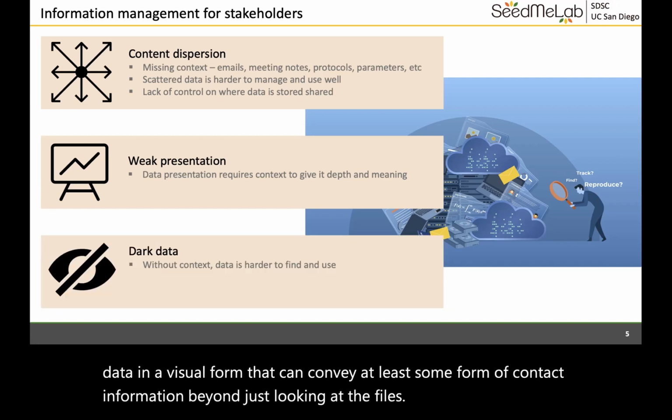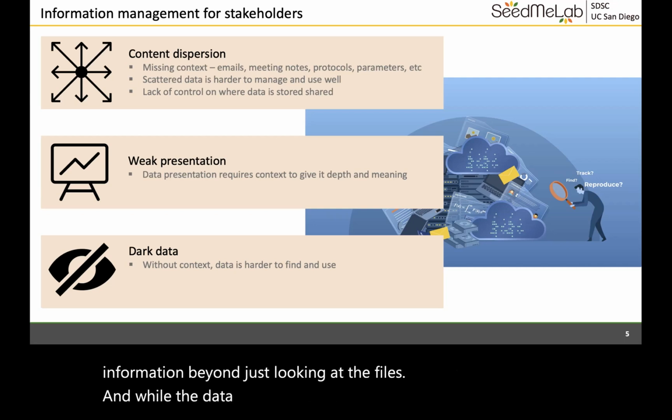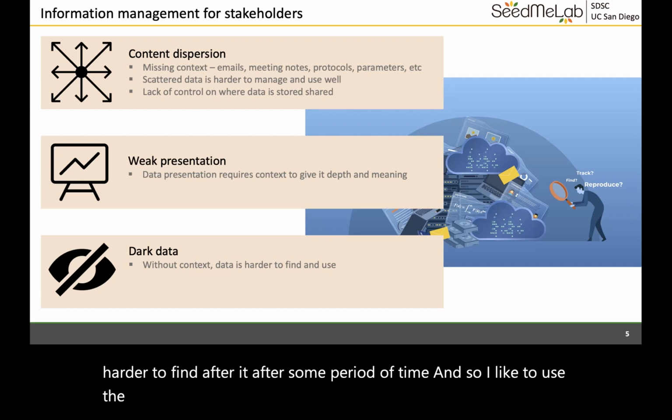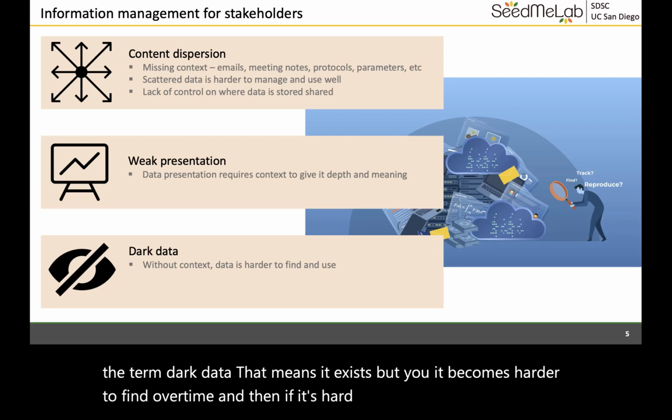And while the data exists in some place, it becomes harder and harder to find after some period of time. And so I like to use the term dark data. That means it exists, but it becomes harder to find over time. And then if it's hard to find, it's hard to use and reuse as well.